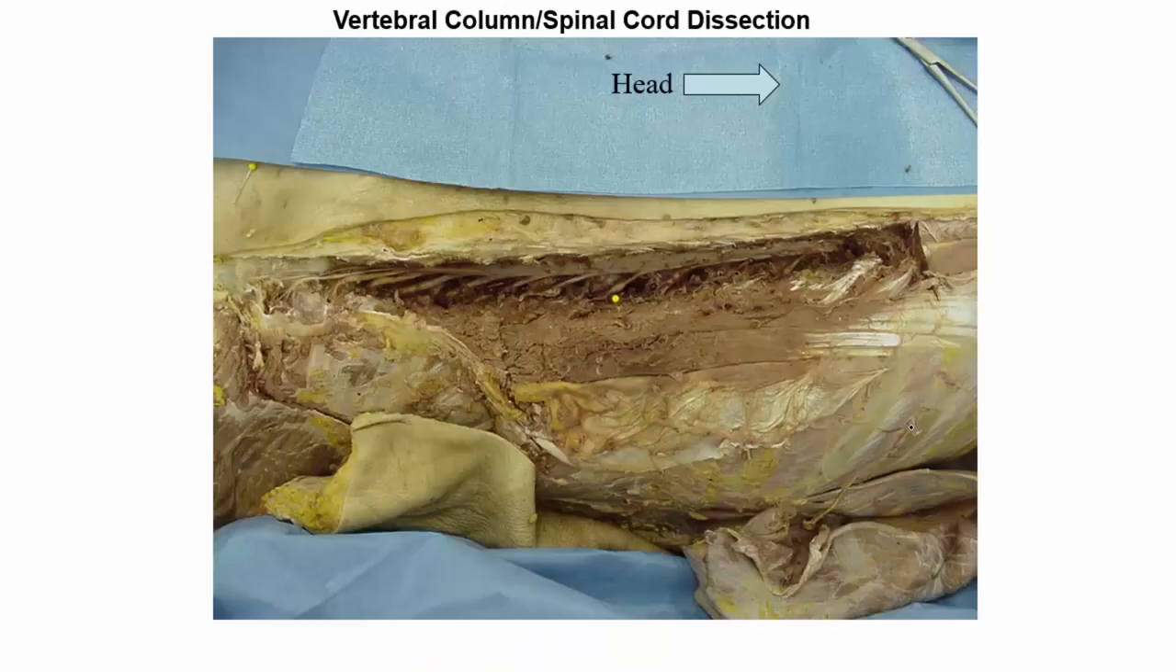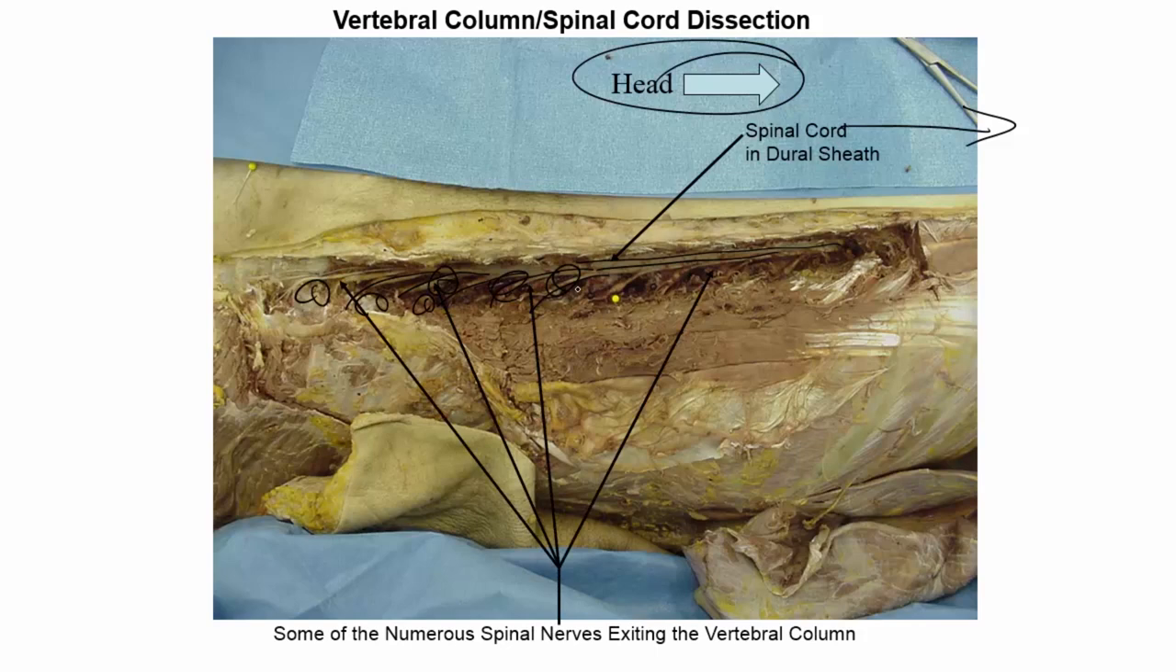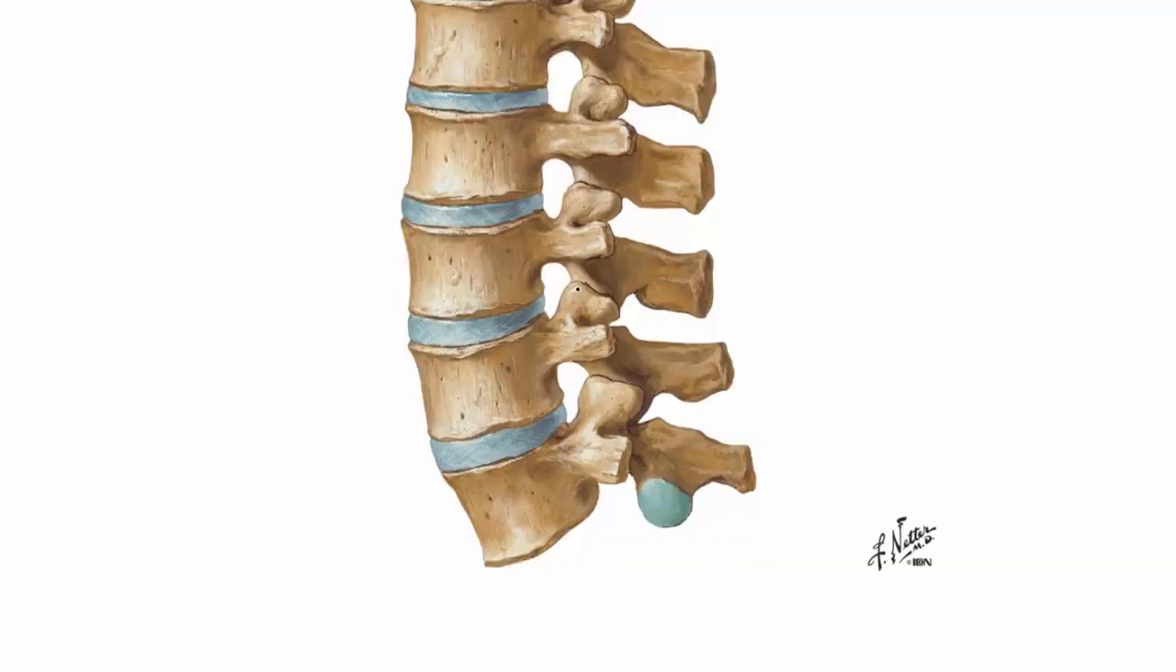So with the head being up in this direction, as indicated here, we can see the spinal cord and we can see the descending nature of these spinal nerves as they're coming off the spinal cord to exit the vertebral column at the appropriate level, which is more downstream. So in other words, forming a cauda equina. So there is the spinal cord in the dural sheath, and there are our spinal nerves exiting the vertebral column, as you can see there. So LV1, there we have that body of the vertebra, and this is the disc between LV2 and LV3, so it's the LV2-3 intervertebral disc.